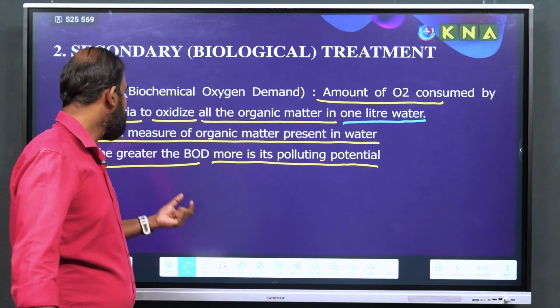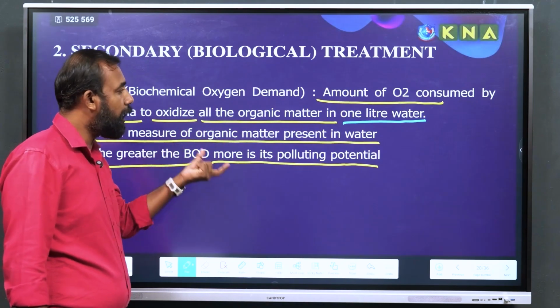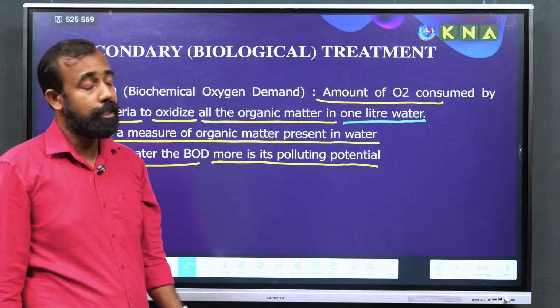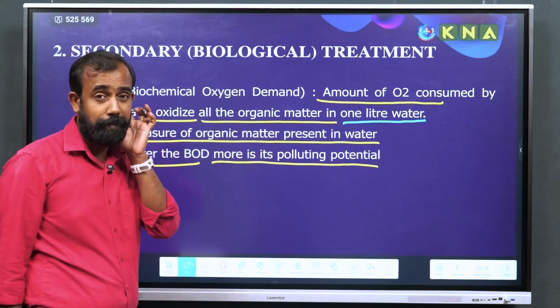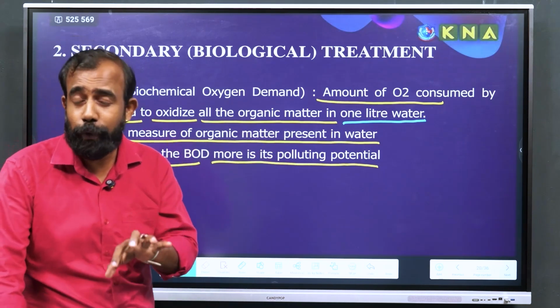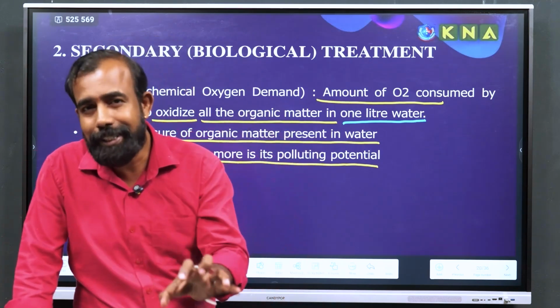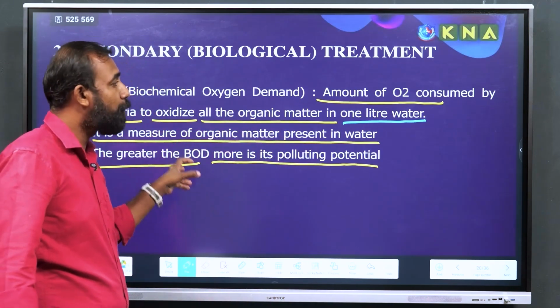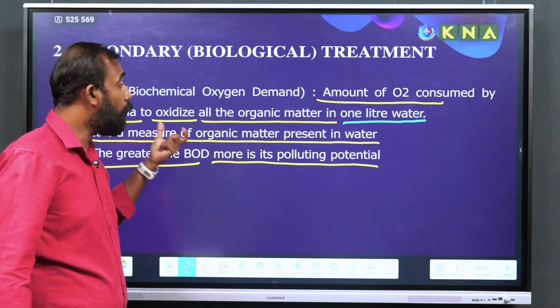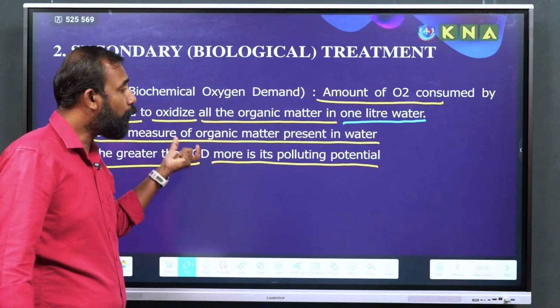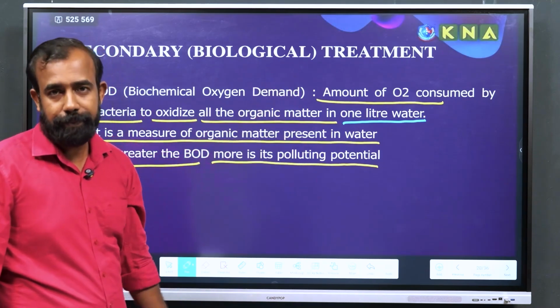So BOD is a measure of organic matter present in the water. This part is very important. What is BOD? It's the amount of oxygen consumed by bacteria to oxidize the organic matter present in 1 liter of water. BOD indicates the measure of organic matter present in the water.